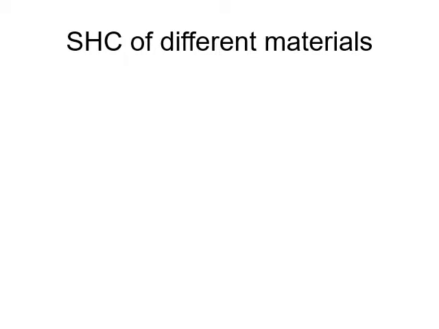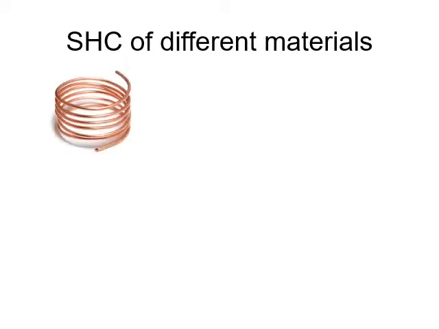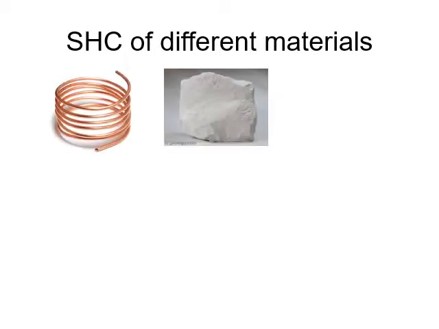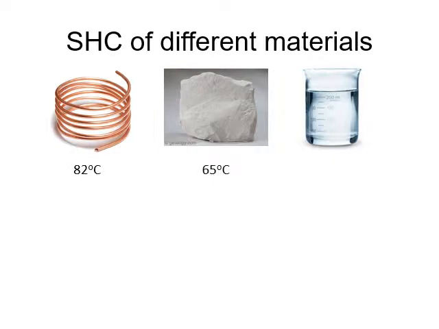So in terms of specific heat capacity of different materials, of the copper wire, the limestone rock, and the cup of water, if you heated the copper wire for 10 minutes, it would get a temperature of 82 degrees Celsius. The limestone would have a temperature of 65 degrees Celsius, and the water would have a temperature of 43 degrees Celsius. So from these numbers, you can determine roughly what the specific heat capacities are.